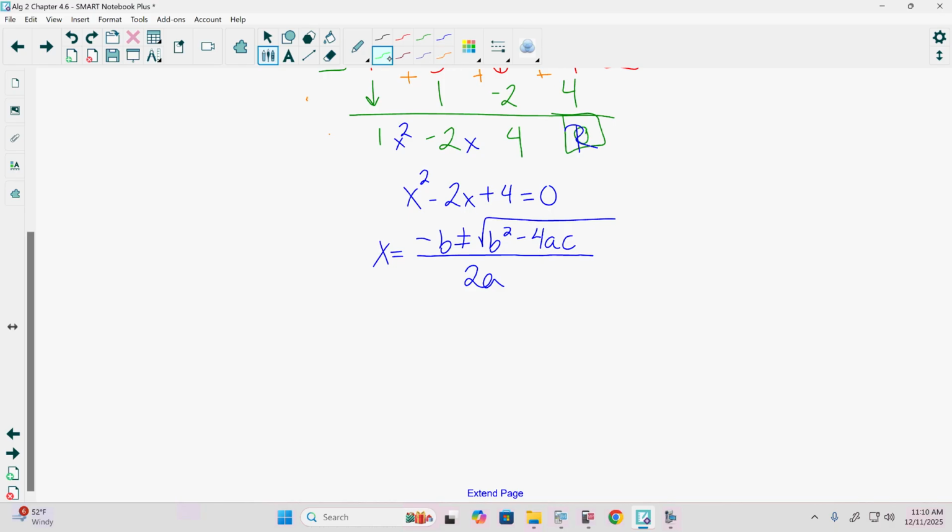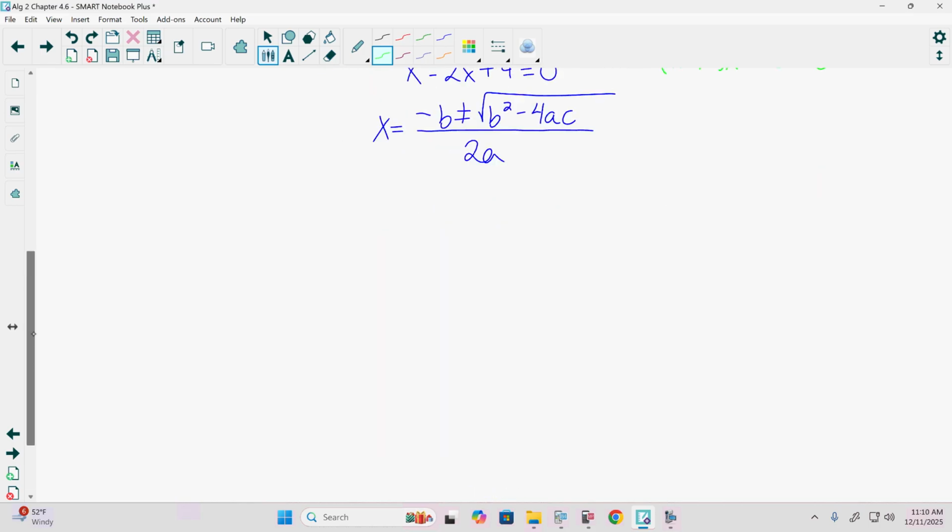Now, because there is a middle term, we have a bx term, we have an x to the first power, in the equation we're going to have to use quadratic formula. The other option is completing the square, but I think overall quadratic formula is a little bit nicer.